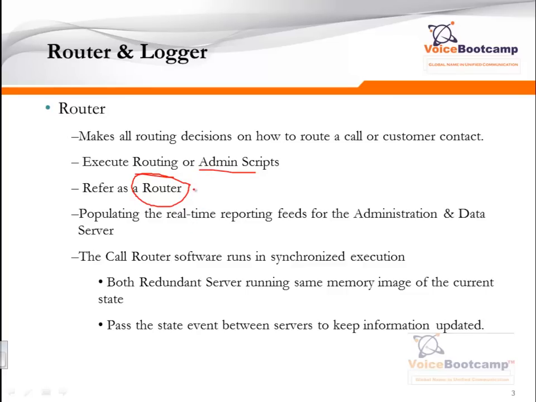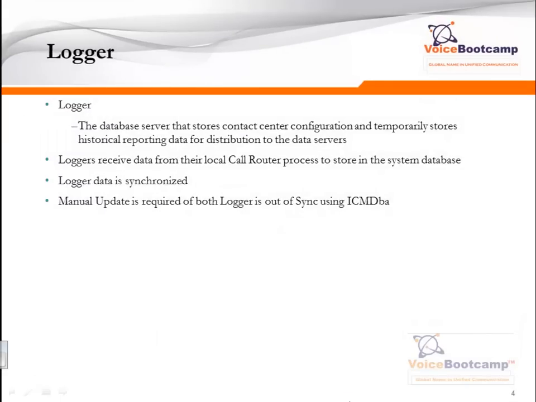One of the main jobs of the router is to populate the real-time reporting feeds back to the administration and data server. A call router software runs in a synchronized execution fashion. That means a router on side A and side B will both run the same memory image of the current state. It also passes the state information back between the servers so that information can be kept up to date.